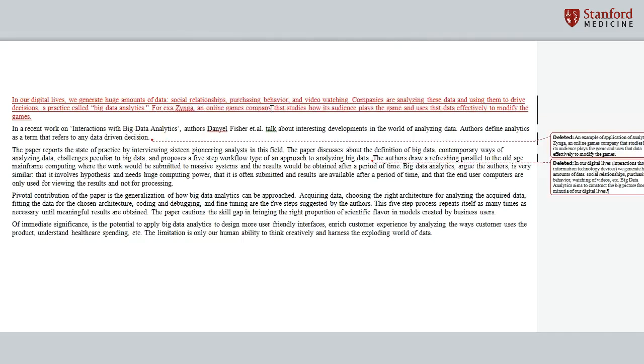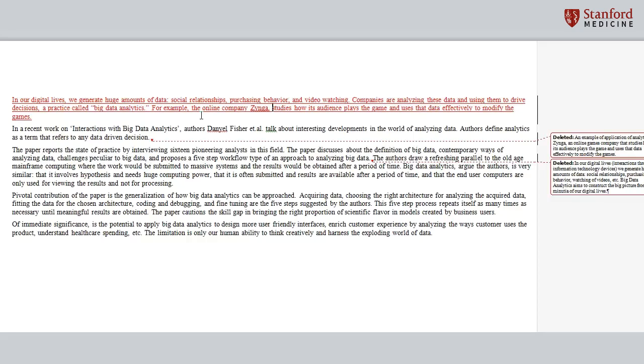So let's say, for example, the online company Zynga studies how its audience plays the game and uses that data effectively to modify the games. So now we get a really good example of exactly how this works. Now we kind of have a big picture statement of what exactly we're talking about.